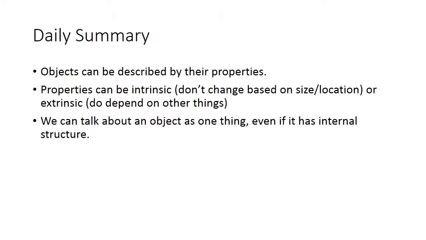So the daily summary: objects can be described by their properties, which can be either intrinsic, which means they don't change based on the size or the location, or extrinsic, when they do depend on other things. Also, we can talk about an object as one thing, even if it has internal structure. I know we're not maybe as comfortable with that one yet, and we're going to talk about that tomorrow when we talk about the difference between objects and systems.